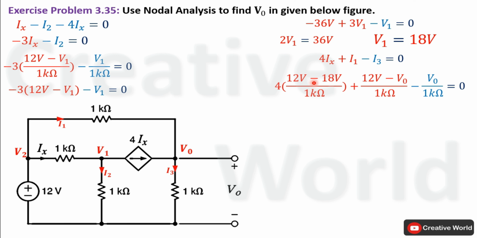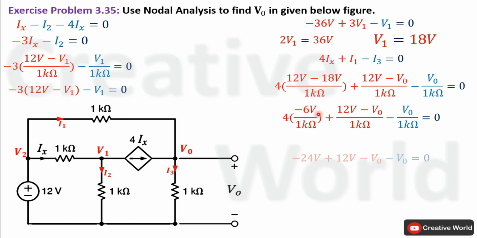Sum of 12 volt and minus 18 volt will become minus 6 volt. In order to omit all denominator values, we will multiply this equation on both sides with 1 kilo ohm. All denominator values will cancel out with the product of 1 kilo ohm. Here the product of minus 6 volt and 4 will become minus 24 volt. 12 volt minus V0 will be left, here minus V0 will be left. Now add values having the same variables together. Sum of minus V0 and minus V0 will become minus 2V0. Here the sum of minus 24 volt and 12 volt will become minus 12 volt.